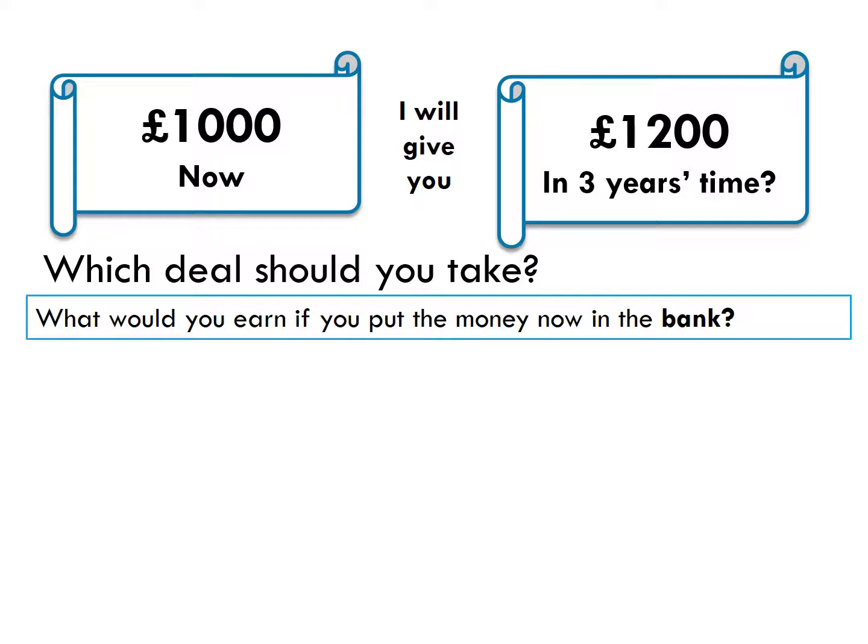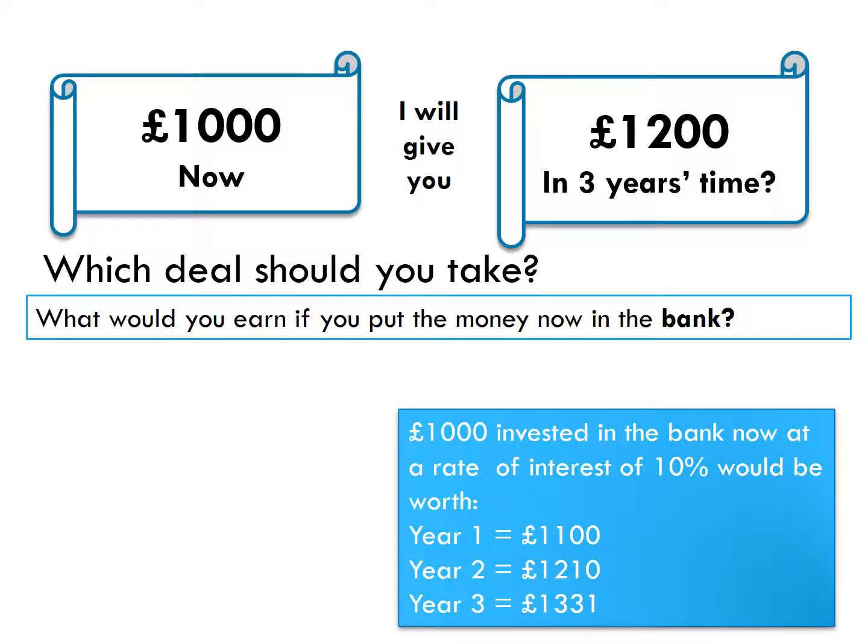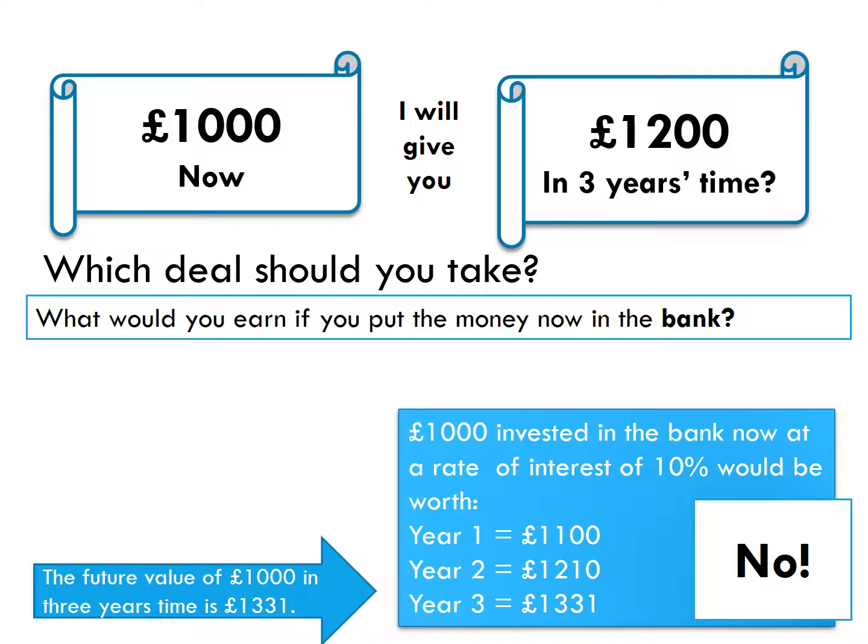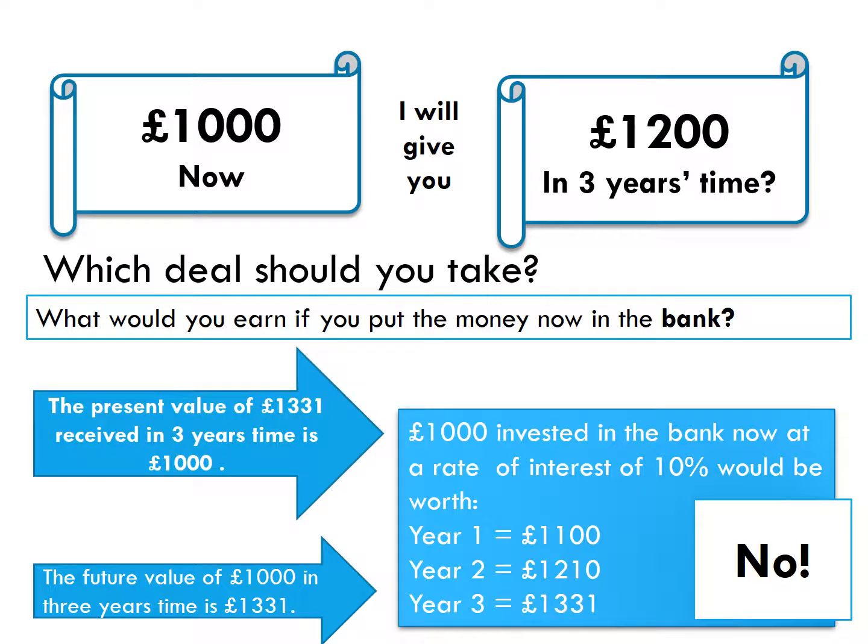Let's imagine the interest rate in the bank at the moment was 10%. In 3 years' time, your £1,000 would be worth £1,331. So should you have taken this deal on the right? No way. So the future value of £1,000 in 3 years' time is £1,331. And if we flip that statement on its head, the value of £1,331 right now is £1,000.